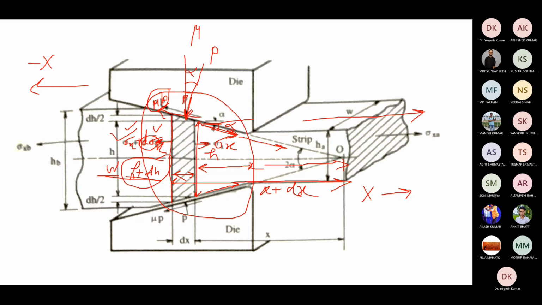First let us try to see. Let me enlarge this portion and let me draw this again. So if you redraw.